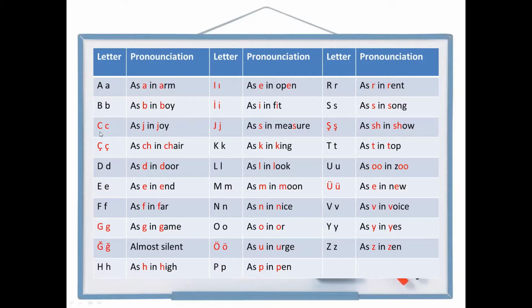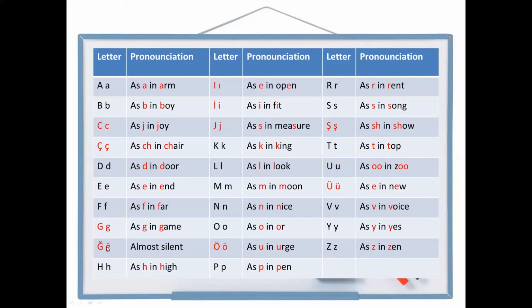And the next one is, it is not C, it is J, as in joy, J. And the next one is the brother of J with a tail, Ç, as in chair, Ç. And the next one is D, as in door, D. And the next one is not E, it is E, as in end, E. And the next one is F, as in far, F. And the next one is not G, it is G, as in game, G.